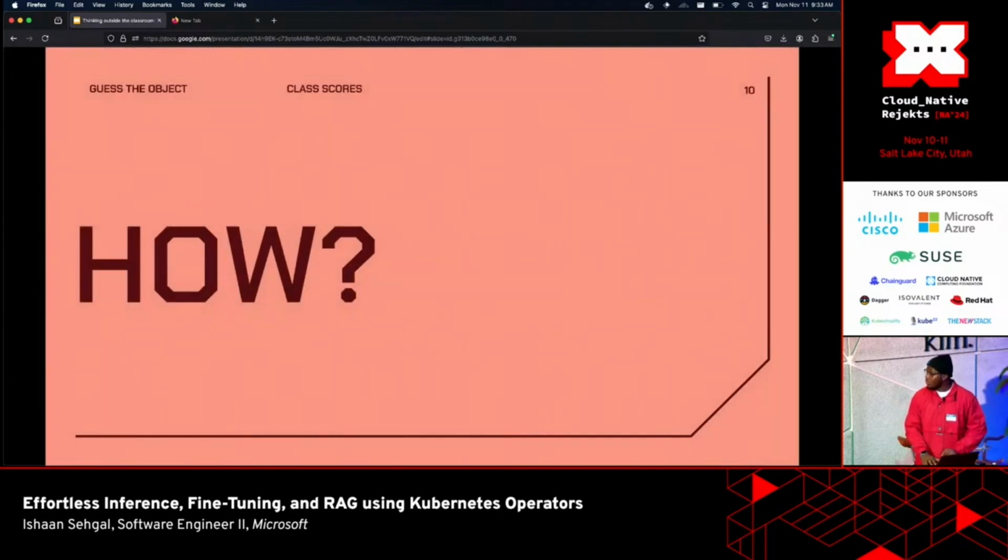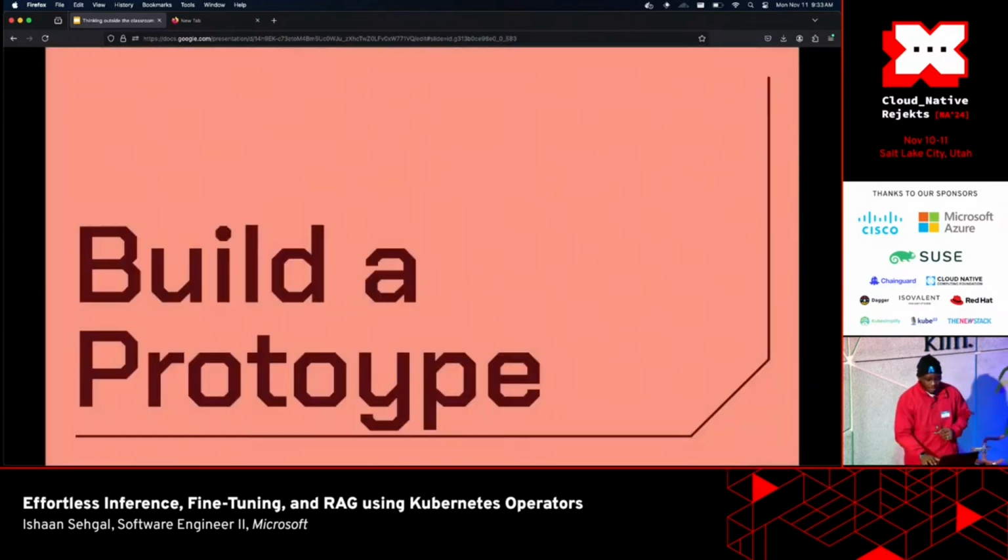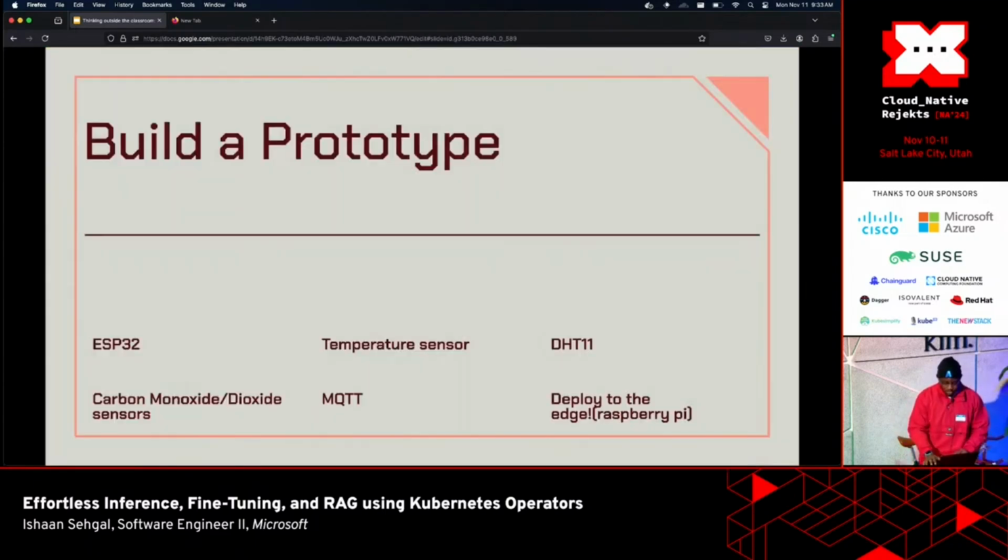So the how. The first thing we needed to do was build a prototype. We had the problem in mind, but now we needed a prototype as a proof of concept. So we gathered these materials: an ESP32 because we're going to be doing things with Wi-Fi, temperature sensors for temperature sensing, a DHT11 for sensing humidity. I forget the names, but we had a carbon monoxide and dioxide sensor.